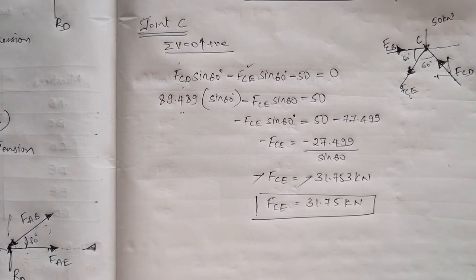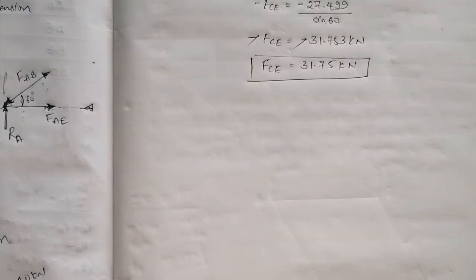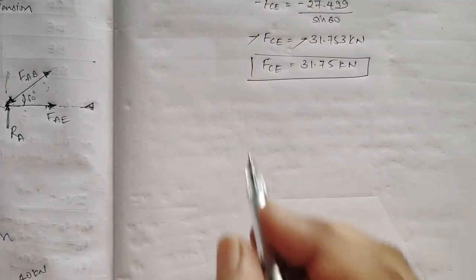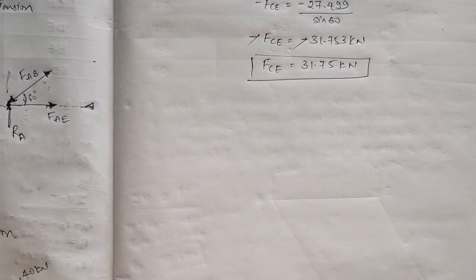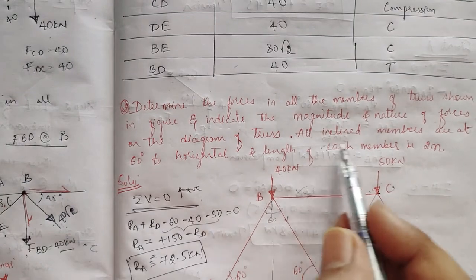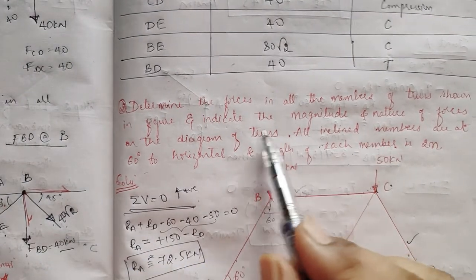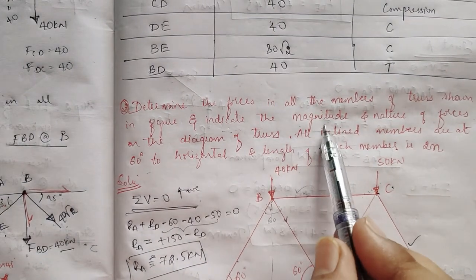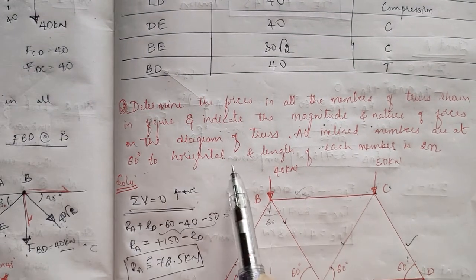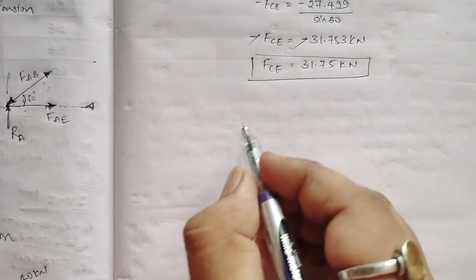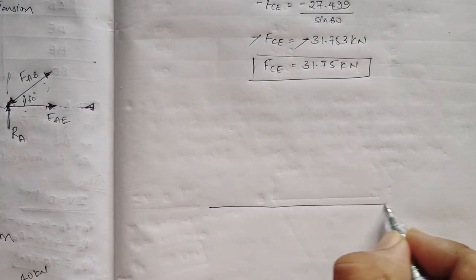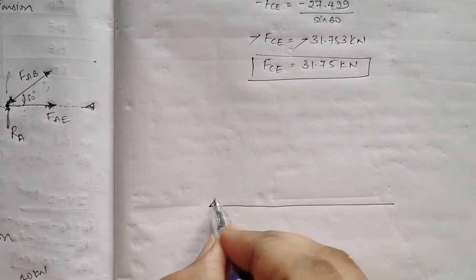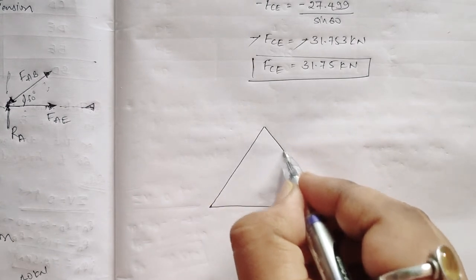So we found almost all the forces in the members. Now, in the question they have asked that we redraw the diagram and indicate the magnitude and nature of forces in all the inclined members. So again I'll write a rough diagram for you.